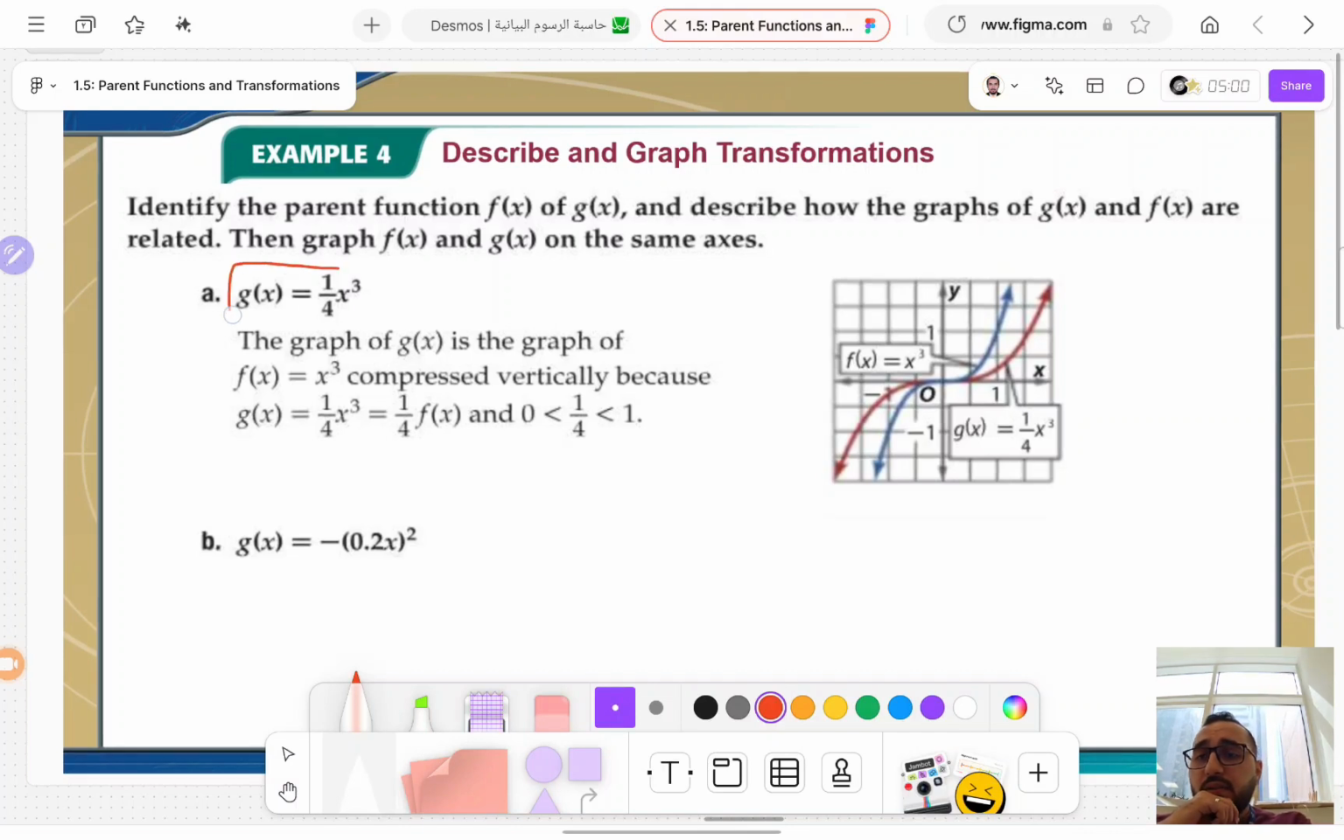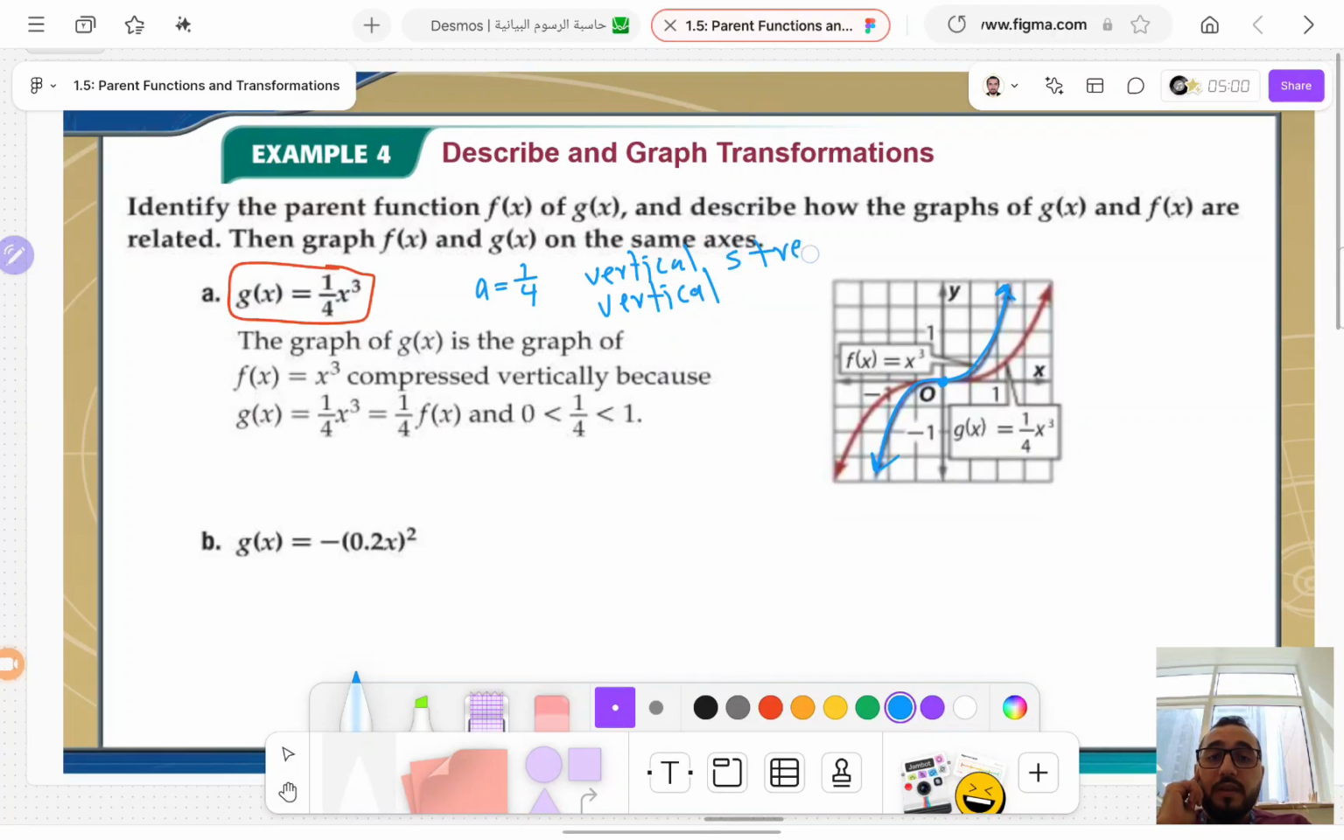So the first thing, look at the graph. The graph here is cubic, and as you know, the cubic function starts from 0, goes up on the right and goes down on the left. And because it's 1 over 4, that means a is 1 over 4. So is this a vertical stretch or a vertical compression? Is it a stretch or a compression?